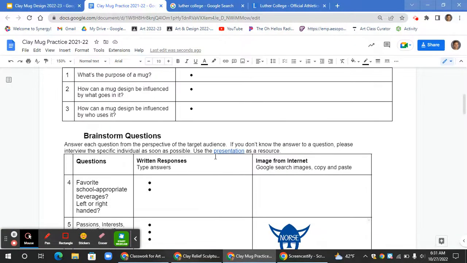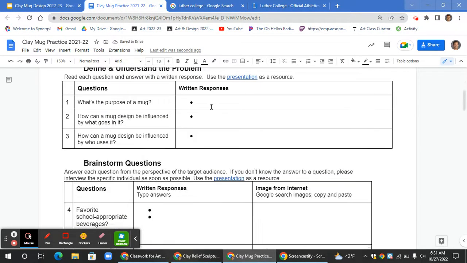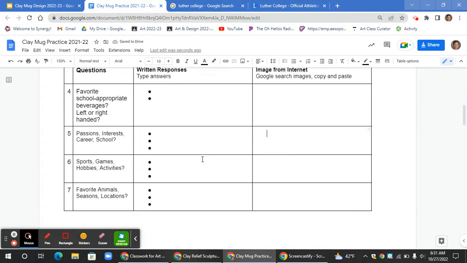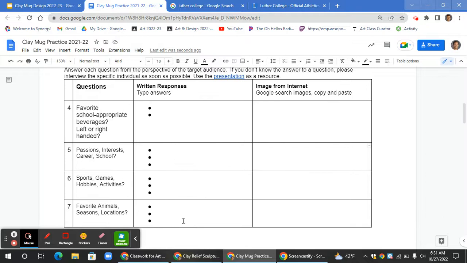So to review, your expectations are to complete questions 1 through 3, and then complete questions 4 through 8, which spills over into page 2. Work hard, have fun, and be creative.